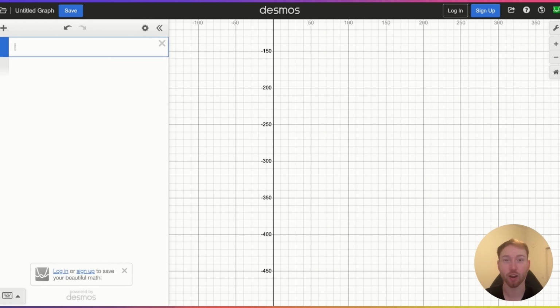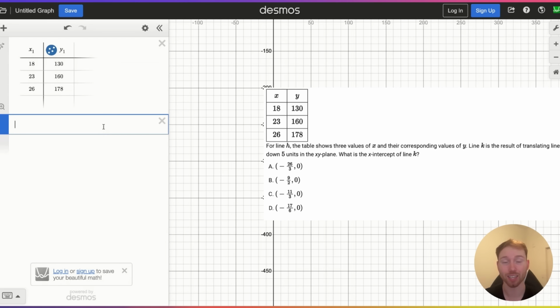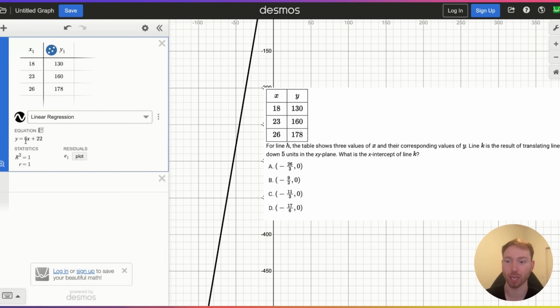Let's do a slightly harder practice problem. Let's go ahead and plug in the points into the table. You find the table by clicking the plus sign and then hitting table. In this case, they're asking us what is the x-intercept of line H, which is line K shifted down 5 units. Well, what I can do is figure out what line K is really quickly by plugging in these points. I add a regression and it gives me line K like that.